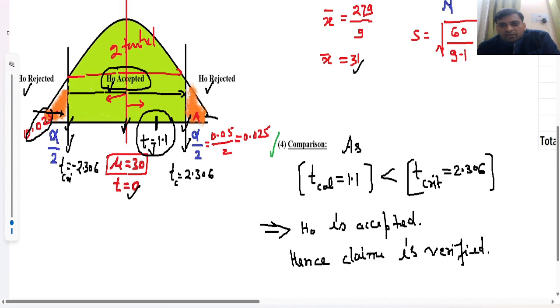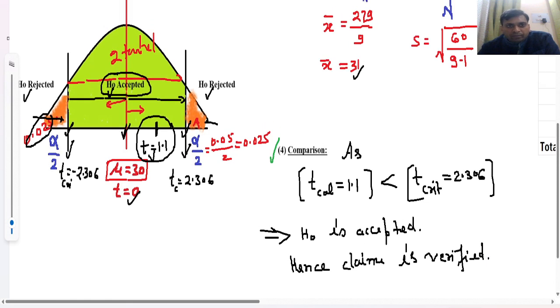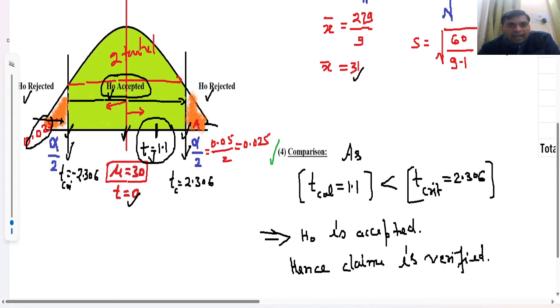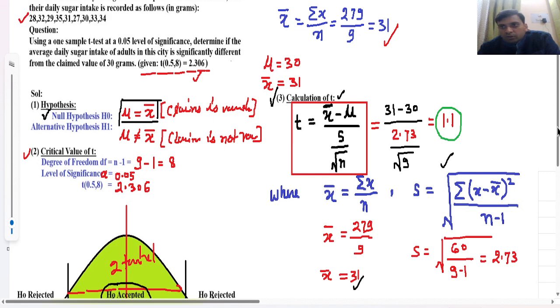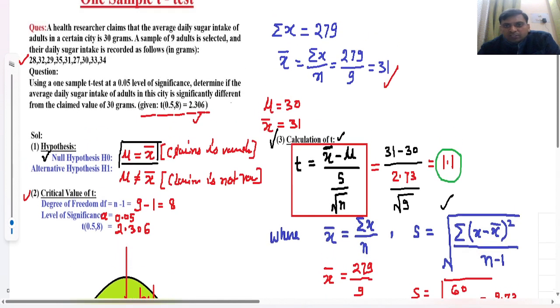So we can say the whole population is taking on average 30 gram of sugar every day. So this is the whole concept of this one-sample t-test.